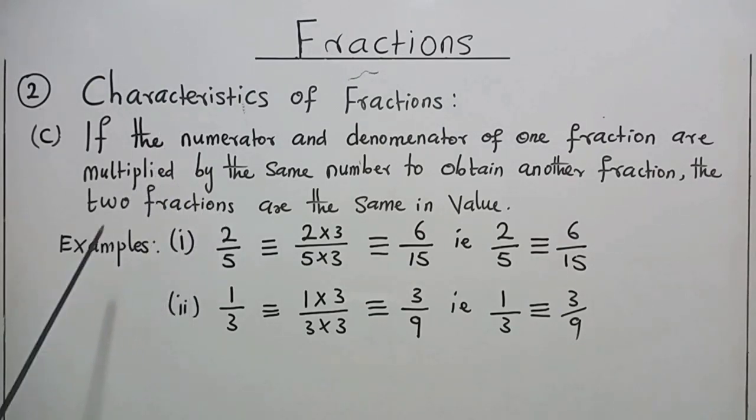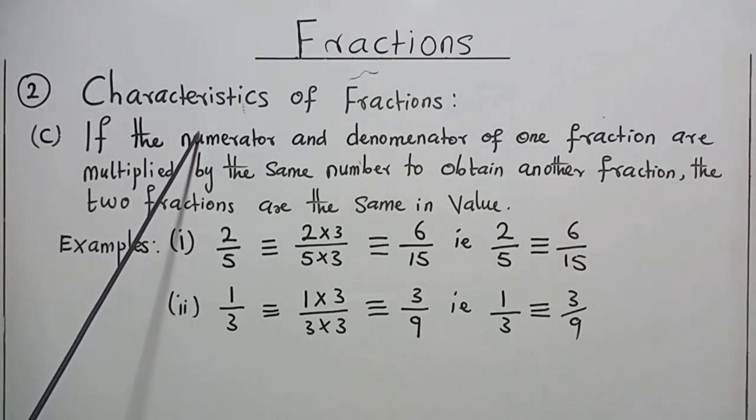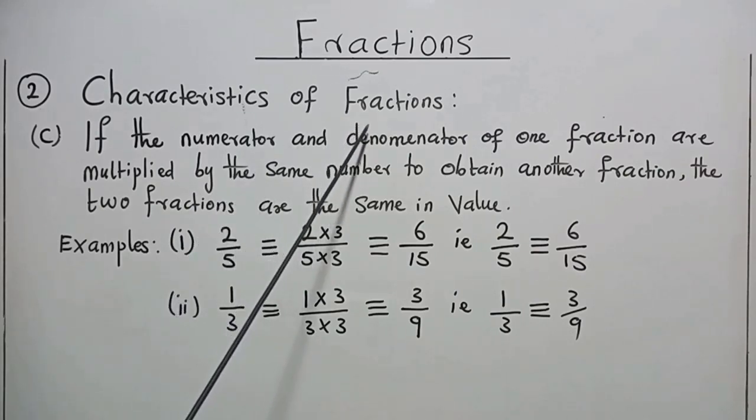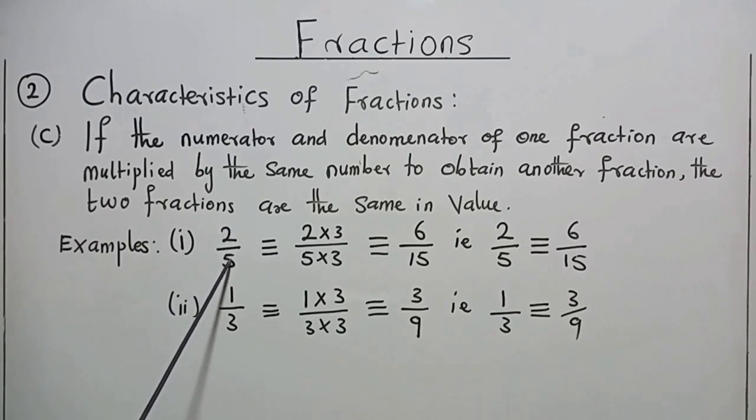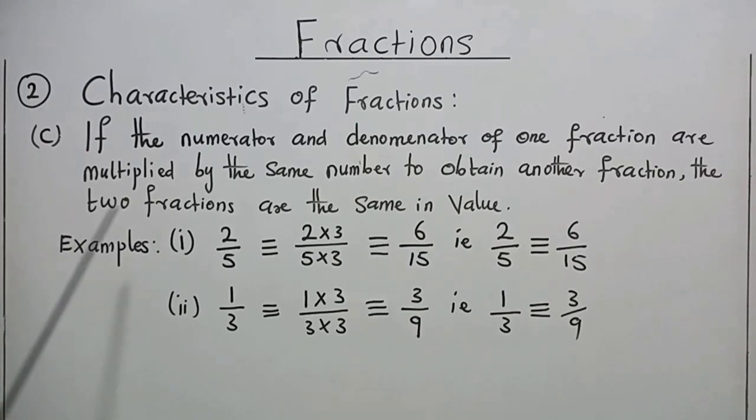2/5 is a fraction. Its numerator is 2. Its denominator is 5. Let us multiply 2 and 5 by any number of our choice. Permit me to use 3 as that number that is going to serve us as our choice. Let me multiply 2 and 5 by the same number, that is 3.